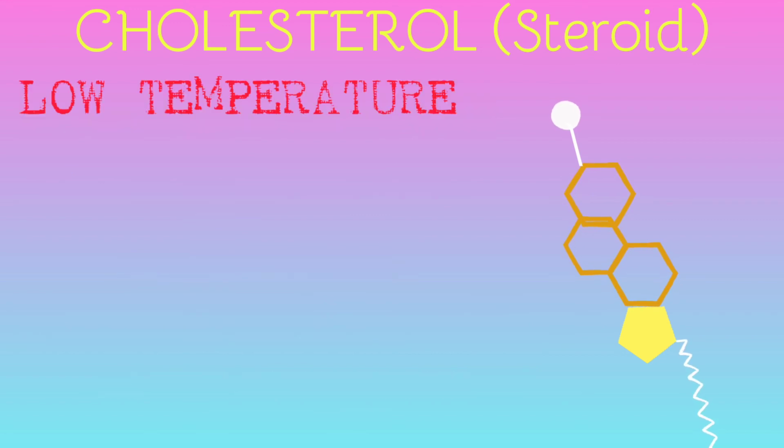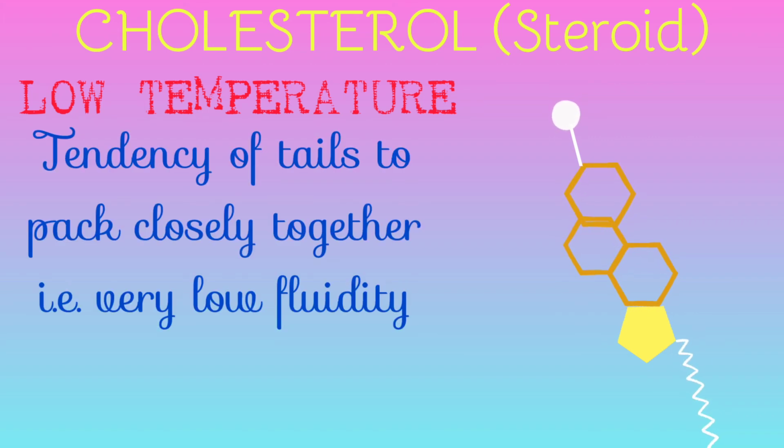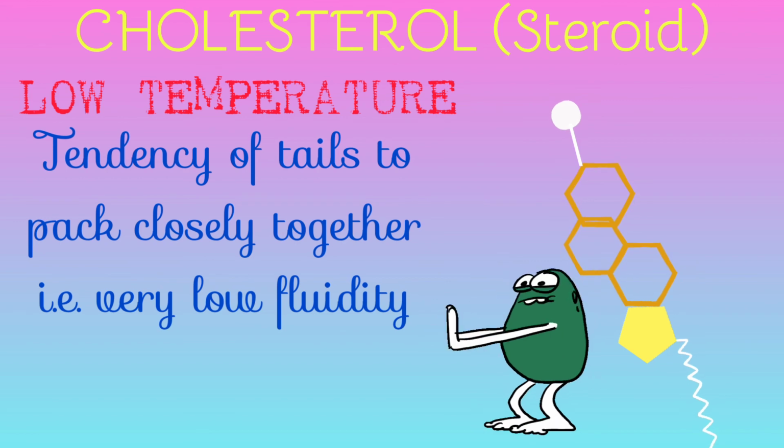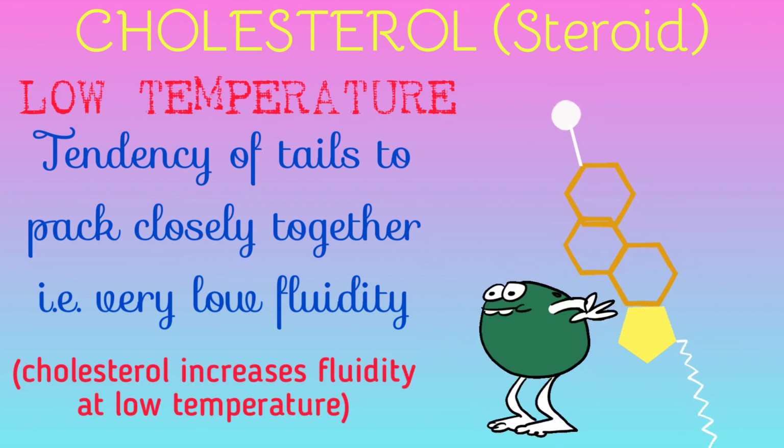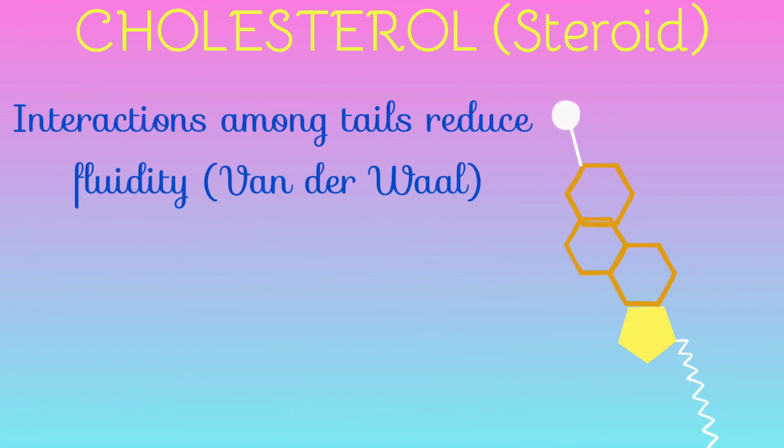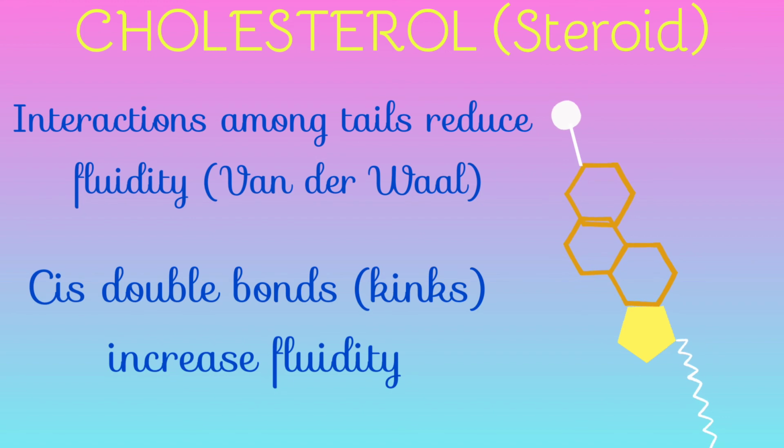At low temperatures, however, because once again, energy is directly proportional to temperature, the tails have a higher tendency to be more closely packed, but the cholesterol once again interferes with this, and so here it is increasing fluidity. Because interaction between the phospholipid tails also serves to decrease fluidity. Kinks in the tail, these kinks that are as a result of cis double bonds, also increase fluidity because they prevent close packing.